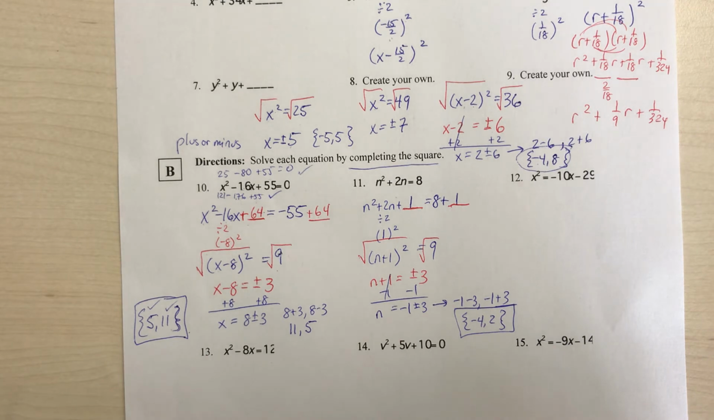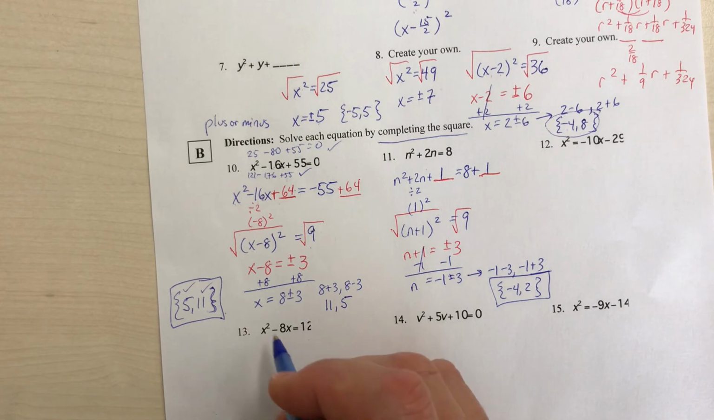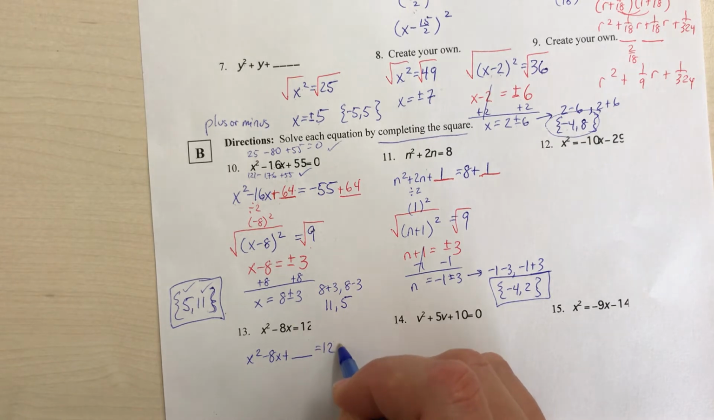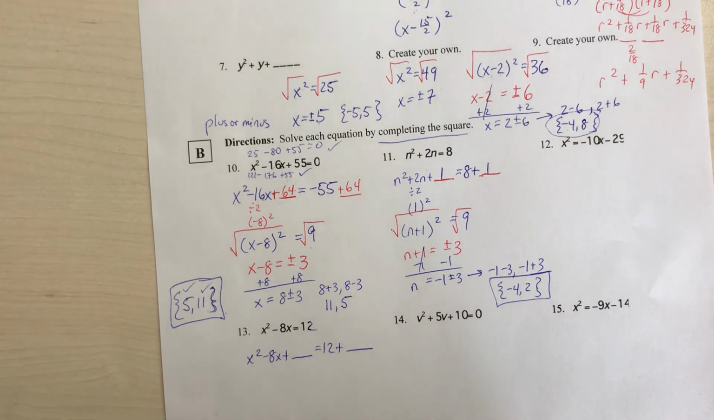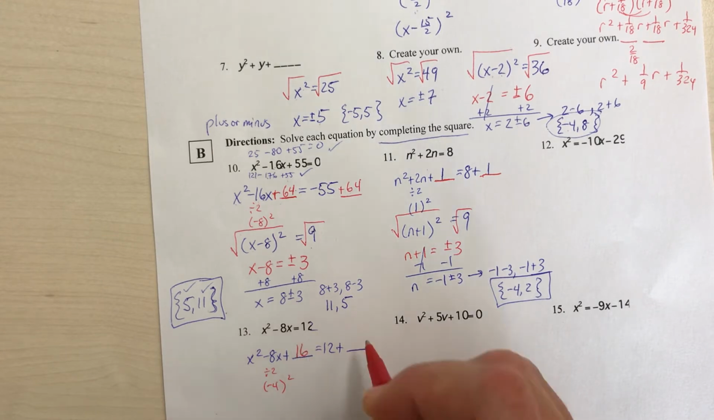Let's go ahead and take 13. Again, the setup is nice. Plus some number equals 12, plus the same number. All right, so let's complete the square. Divide by 2, that's negative 4. Square it, we get 16.